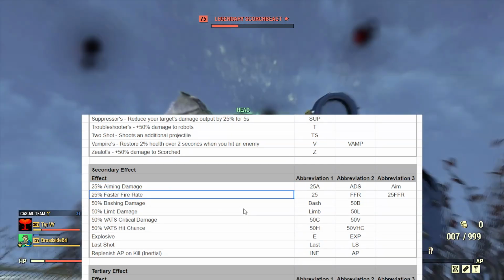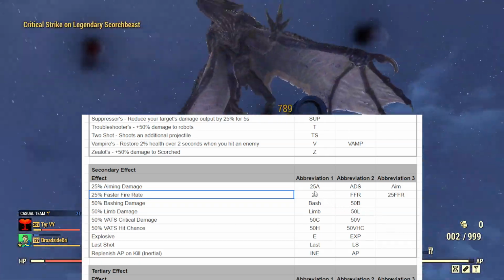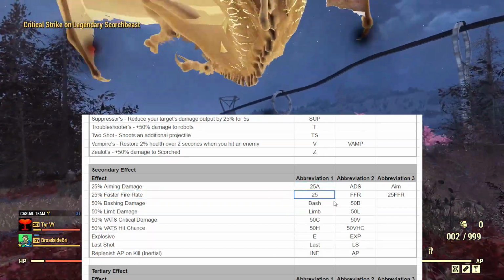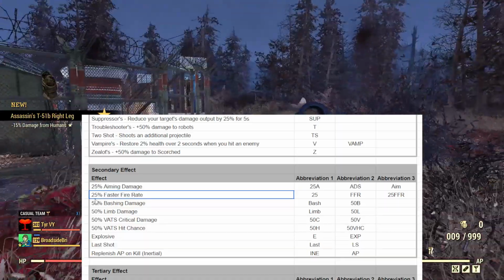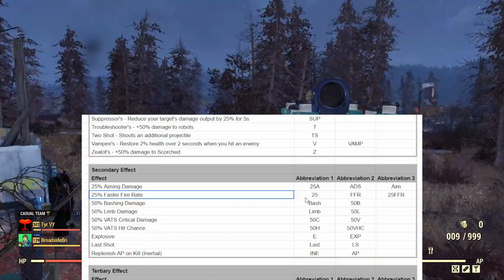Then we've got 25% faster fire rate. This one I always see written as just 25. Like this is the go-to for things that have the number 25 in it. People want faster fire rate on their weapons most of the time.